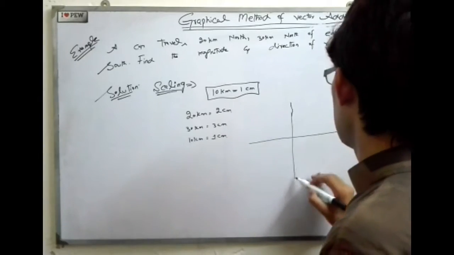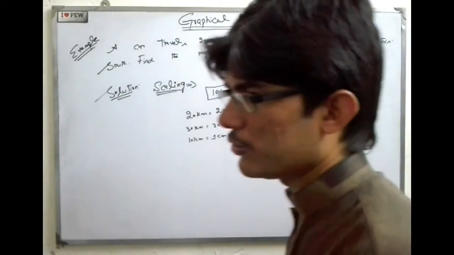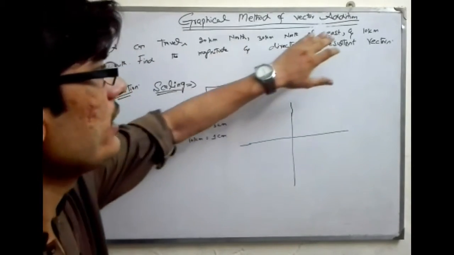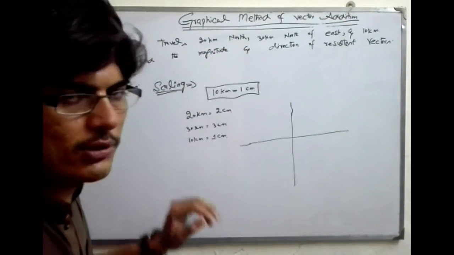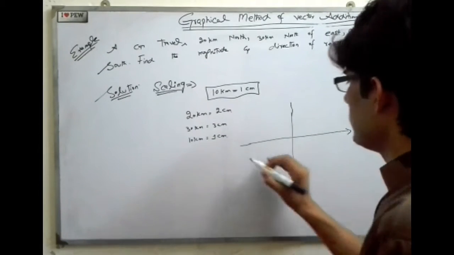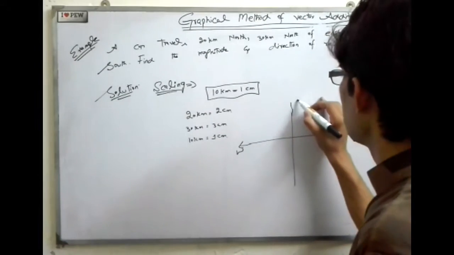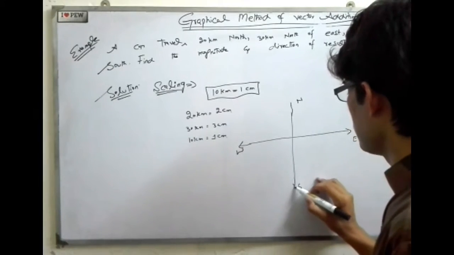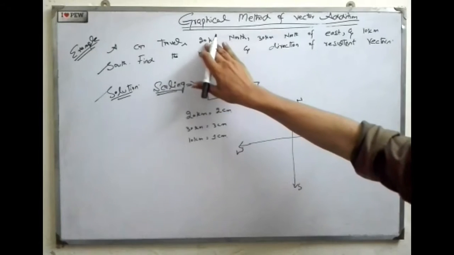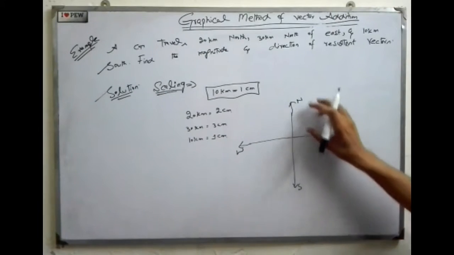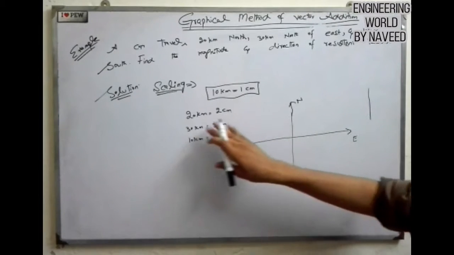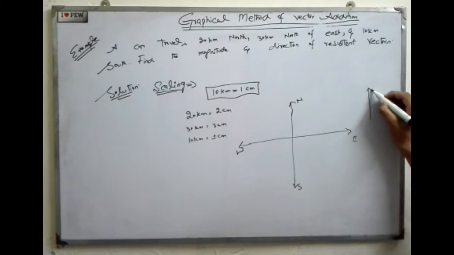So here you must see what direction is given to us. Here north, east and south directions are given. So we use that. This is my east, this is my west, this is my north, and this is my south. A car travels 20 km toward north. So north is this direction. I will draw 20 km, so 2 centimeter in this direction.